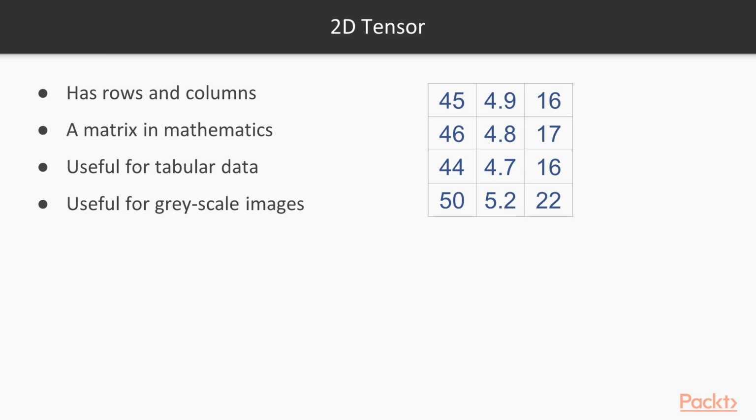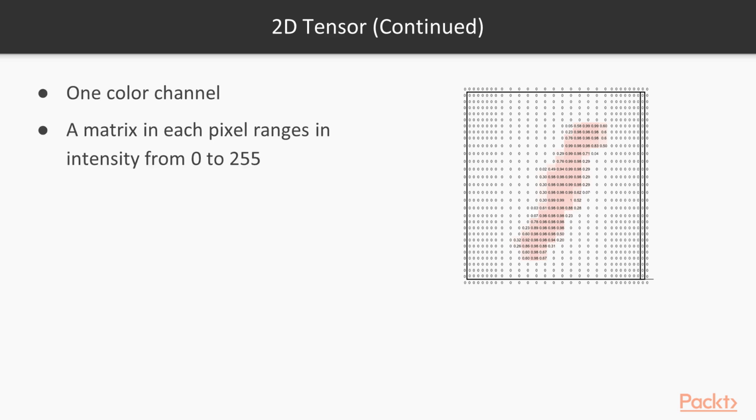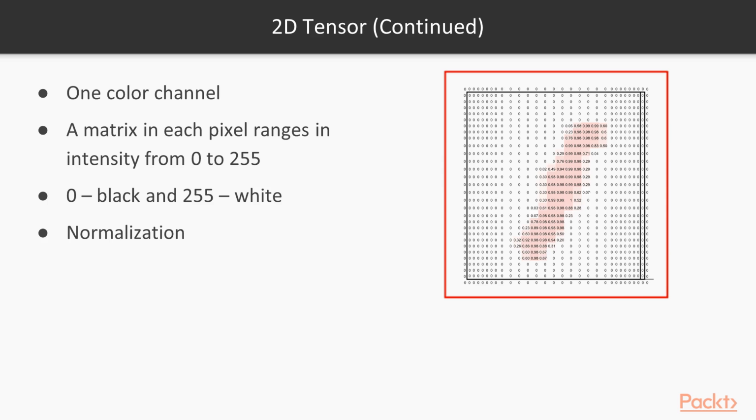When the data you have requires rows and columns, you make use of a 2D tensor. This works with tabular data. It's also used with grayscale images. These are images with only one color channel, where each pixel ranges in intensity from 0 to 255, with 0 being black, 255 being white. A lot of the time these values are scaled to a range between 0 and 1. This is called normalization. We can see that in the image we have on the screen.